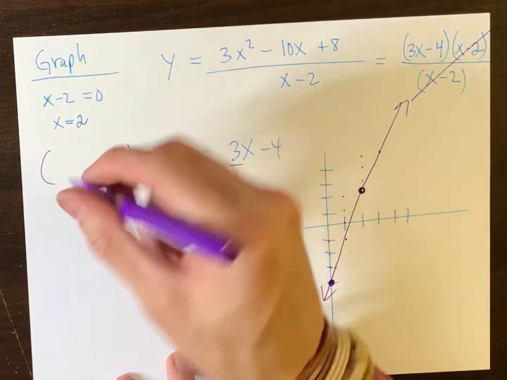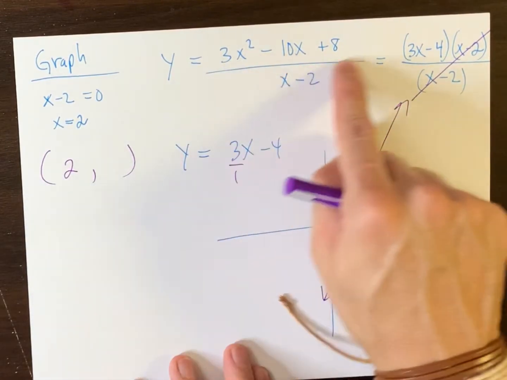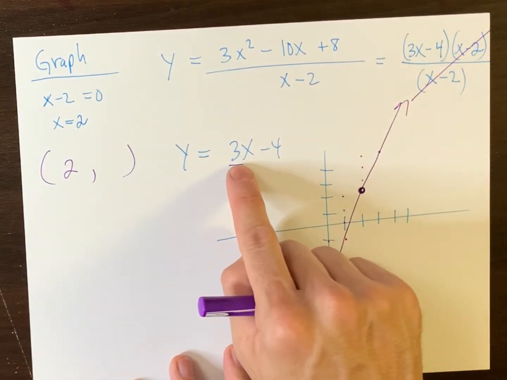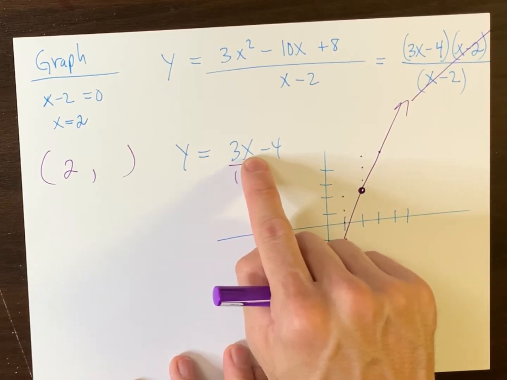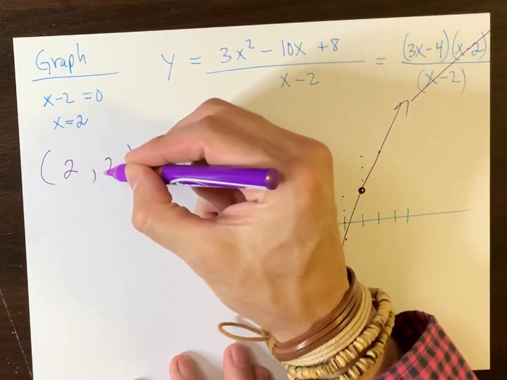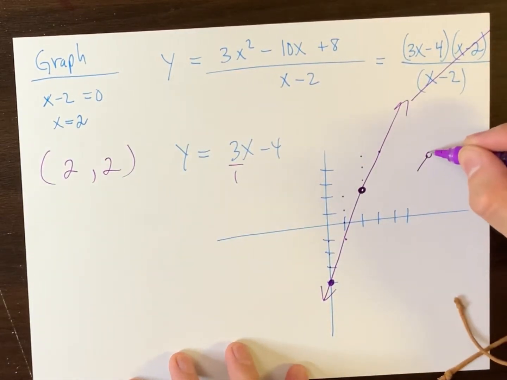You know the x coordinate is 2. So take 2 and plug it into not the original, but into the simplified version of the equation. So 3 times 2 is 6 minus 4 is 2. So go to 2, 2, which is right there, and draw a hole.